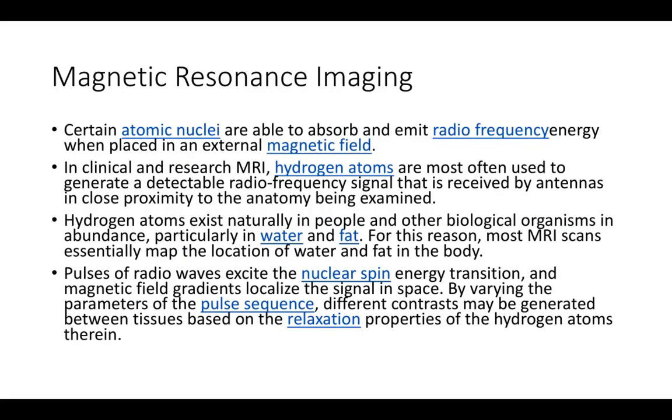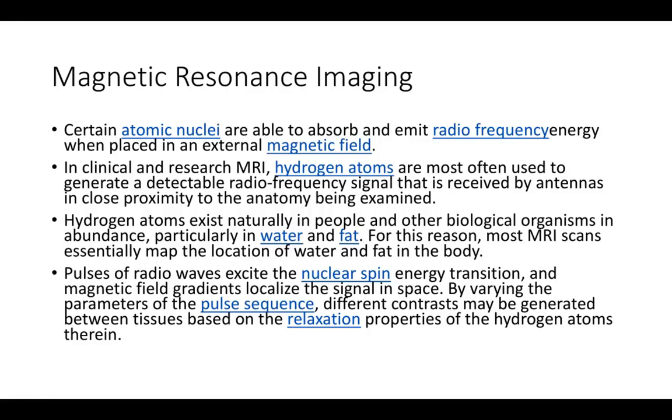So what happens in MRI? Certain atomic nuclei are able to absorb and emit radio frequency energy when they're placed in an external magnetic field. Most commonly in clinical and research MRI, hydrogen atoms are used. They generate a radio frequency signal, or RF signal, that's receivable by antennas that are in close proximity to the anatomy being examined. Hydrogen atoms exist naturally in people as well as other biological organisms, and they're very abundant, particularly in water and fat. So most MRI scans are actually mapping the location of water and fat in the body.